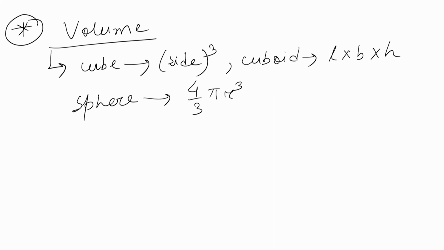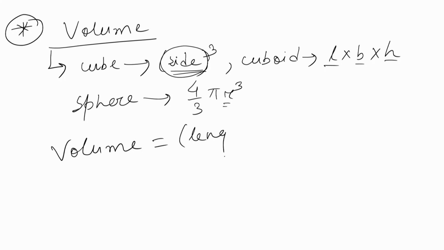In all these three formulas, we observe that the unit of volume is the cube of the unit of length. Side is also length. For a cuboid, all these three entities are length, and for a sphere, radius is also length. So the basic formula is volume equal to length raised to the power of 3. Now we know that the unit of length is meter.